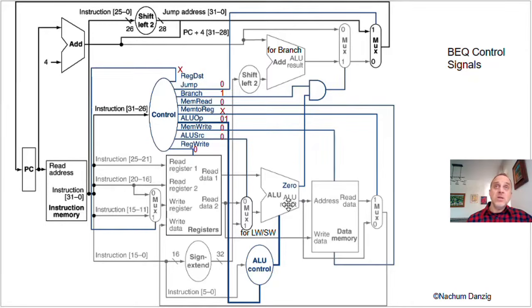If it was 17 minus negative 17, it would be 34, and it wouldn't be 0. So only if the numbers are exactly equal, 17 and 17, then I'll get 0. So I want to put them into here and do a subtract. So actually, opcode 01 on ALU op tells it to do subtract. Let's double check that.